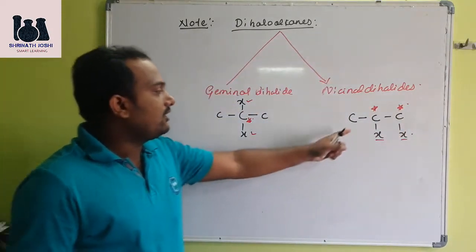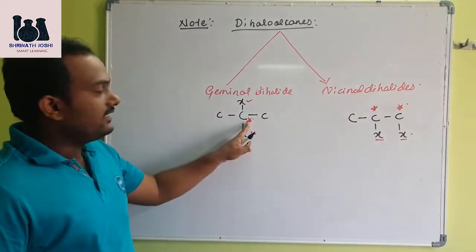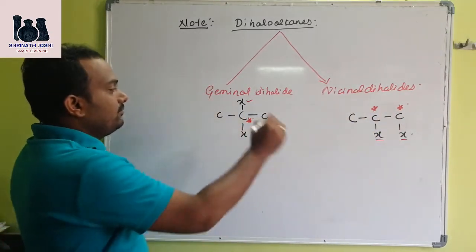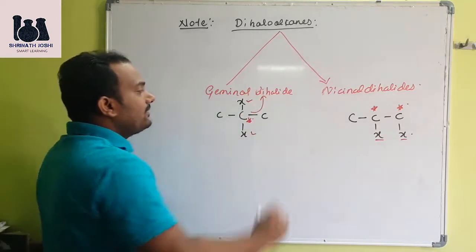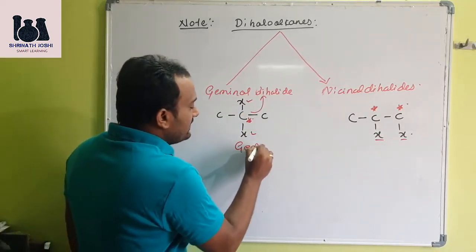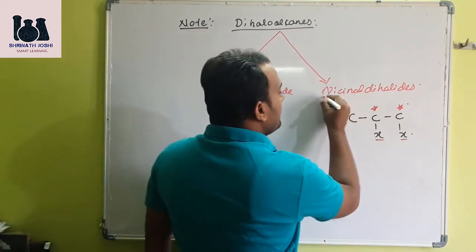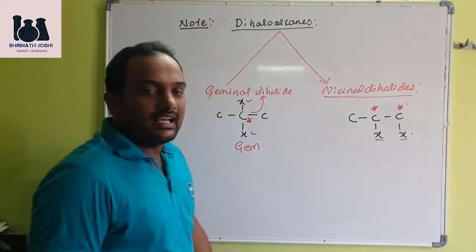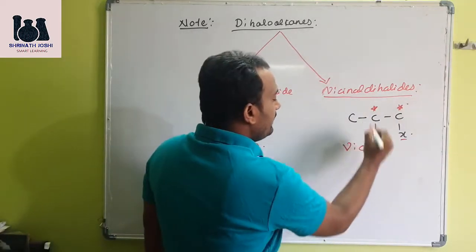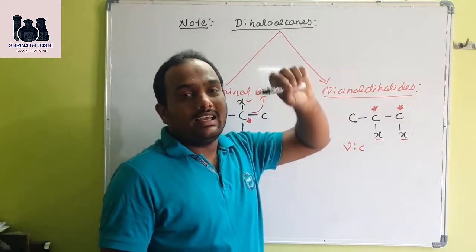Then they are called vicinal dihalides. They must be adjacent to each other. Where both halogens are attached to the same carbon atom, they are called geminal, or in short, gem dihalides. If both are attached to adjacent carbon atoms, they are called vicinal dihalides, or in short, vic dihalides. This is all about the dihaloalkanes or dihalides.